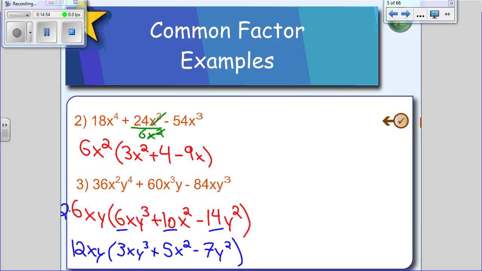Good question. So if you look at these 3 things, you notice that there are y's and there are x's, but there's not a y in all three of them. This middle one's missing a y. And there's not an x in all three of them because the last one's missing an x. So you need to have all three of them.